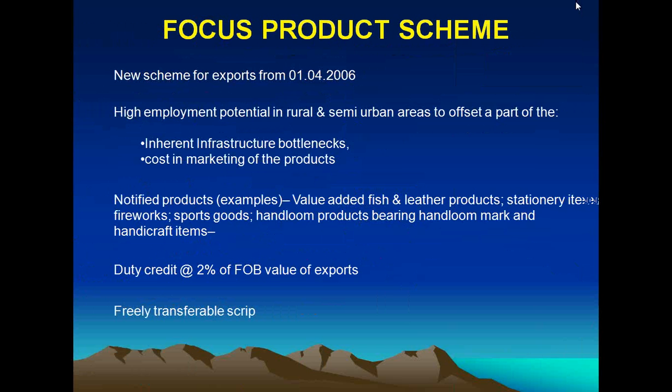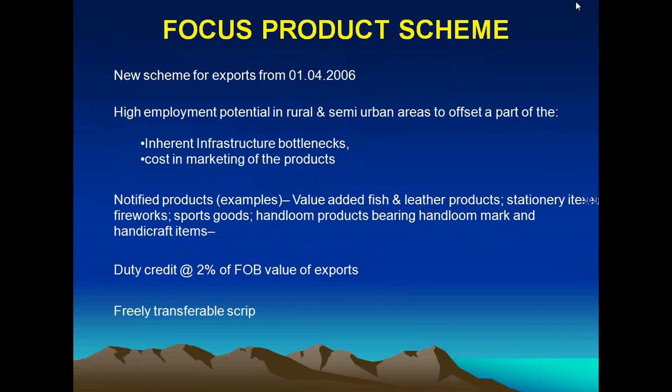Chapter 8 is something called deemed exports, and Chapter 9 is the definitions. What are the definitions? What do you mean by license? What do you mean by capital good? What do you mean by spare? What do you mean by third-party export? So Chapter 9 is definitions. So there are primarily 9 chapters in the foreign trade policy of the country.